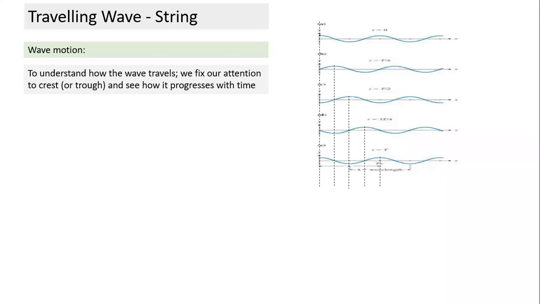We know this point is something special. We call it a crest, and this point is called a trough. So let's see what we do here to understand how the wave travels. Let's fix our attention on a particular crest. It could be something else also, but I'm concentrating on this point here. This is the crest, and if I look at a time T by 4 later, what I notice is that the shape becomes like this.